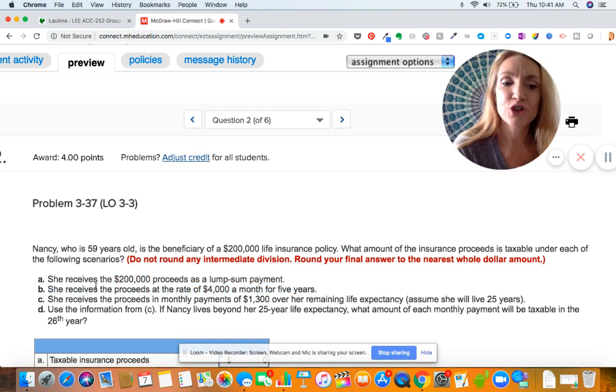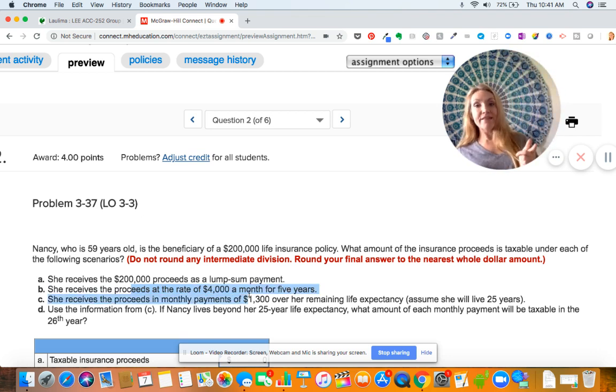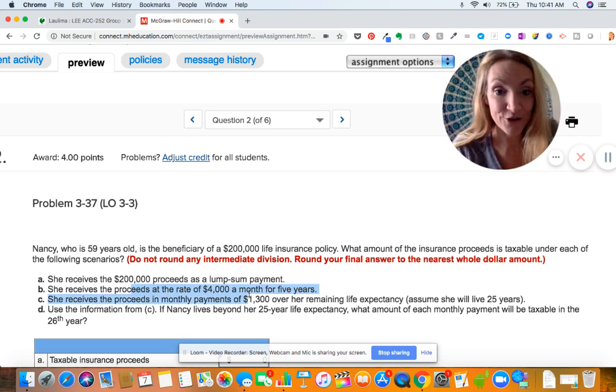But let's say she receives the proceeds here at number B at the rate of $4,000 a month for 5 years. So in this case, we have to break out.